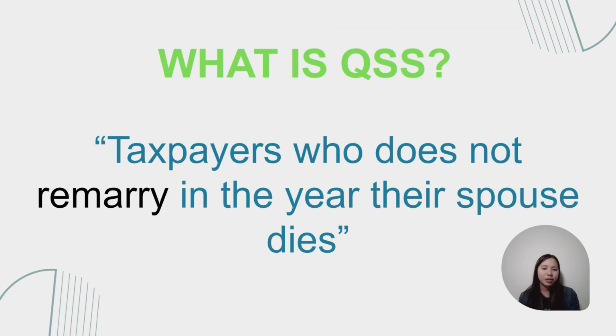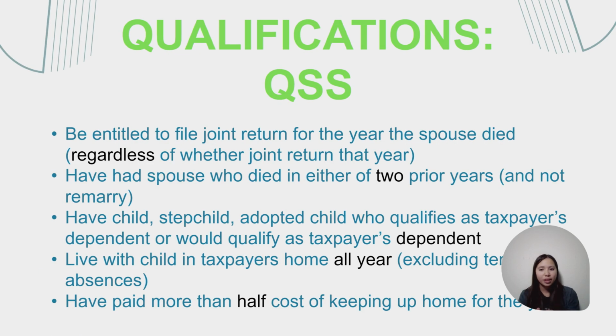So the next best filing status that a taxpayer could qualify for is the qualifying surviving spouse status, which is where taxpayers do not remarry in the year their spouse dies. So we talked about how you're still considered married if your spouse dies within the tax year. Now, if your spouse does die within the tax year, you are able to file as a qualifying surviving spouse for that tax year. And this means that you would be eligible to file a joint return just like you would if you were married filing jointly only for the year the spouse died, regardless of whether you were going to file a joint return that year or not.